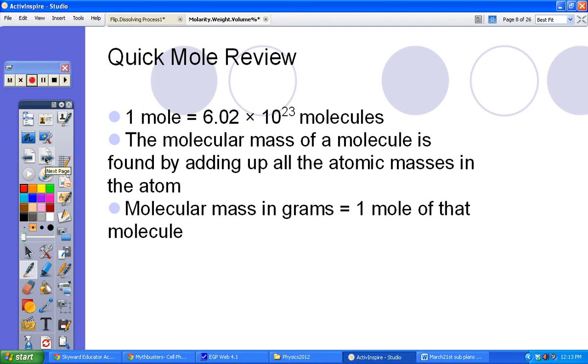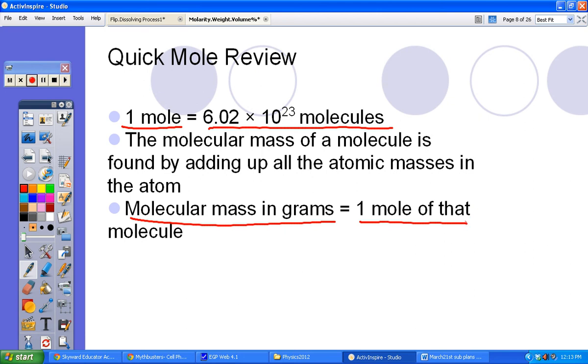Before we get there, just a quick review of moles. So remember, 1 mole is equal to 6.02 times 10 to the 23rd molecules. That's going to come back. We're going to use that a little bit. Molecular mass in grams equals the 1 mole of that molecule.